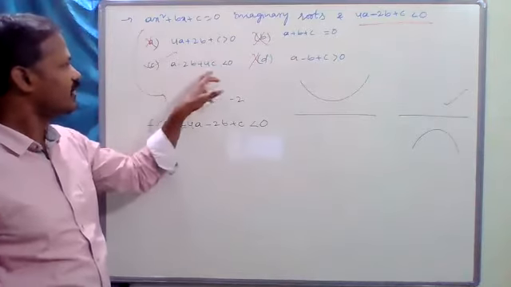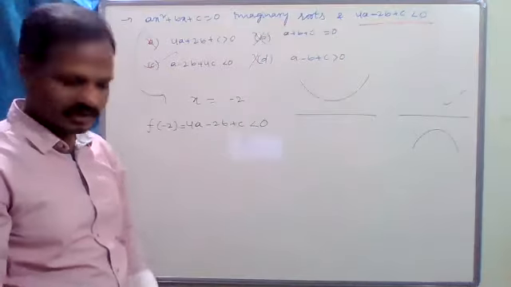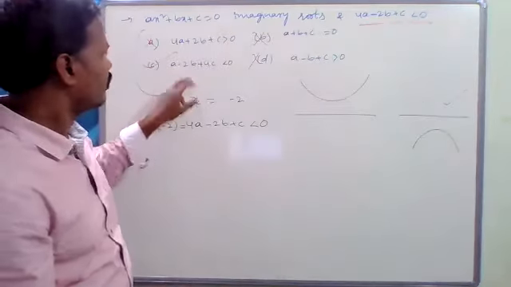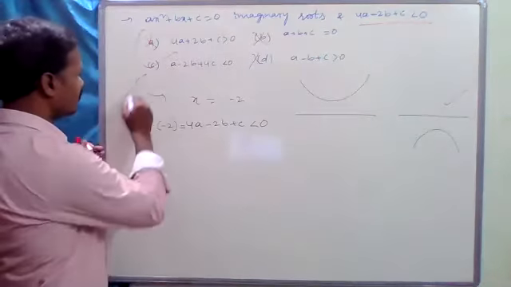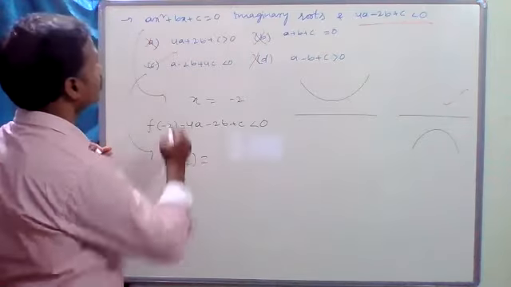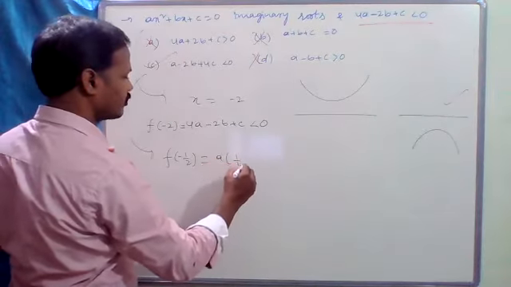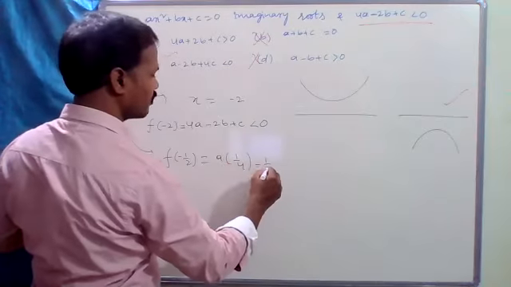So where will you get this one actually? You will get this value at x equal to minus 1 by 2. F of minus 1 by 2 equals what? A into 1 by 4 minus 1 by 2 b.